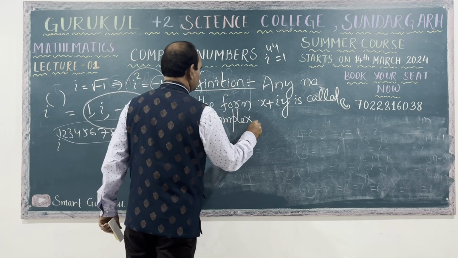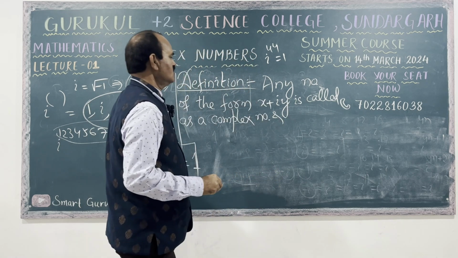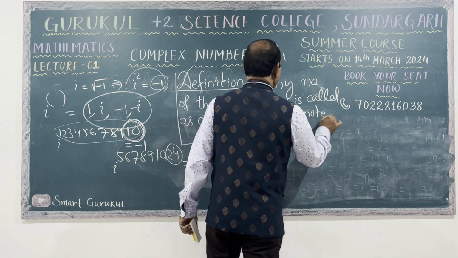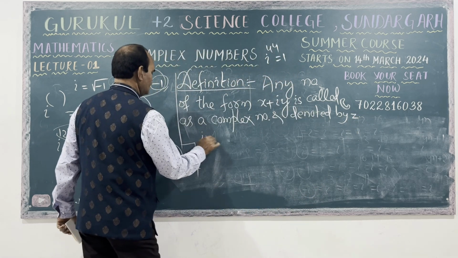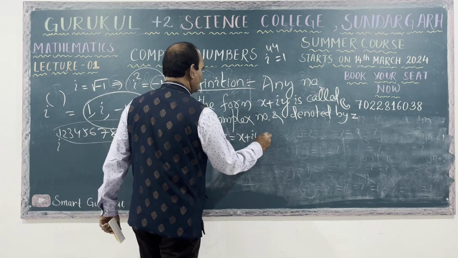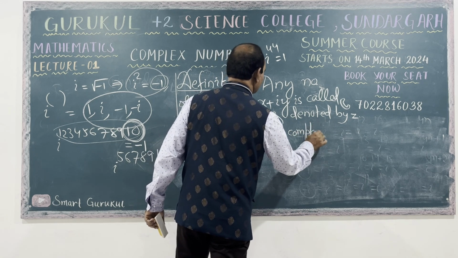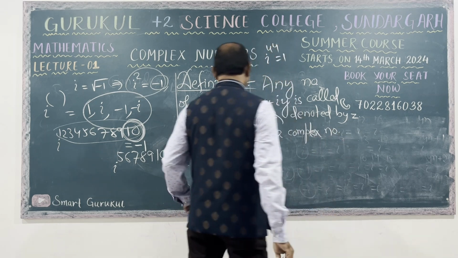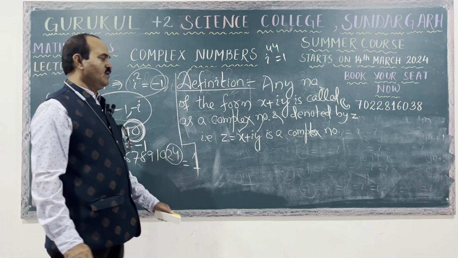Complex number. Generally we denote this number by small z, that is, z equals x plus iy is a complex number. And what is x and what is y in this complex number? Where x and y are real numbers, purely real numbers.